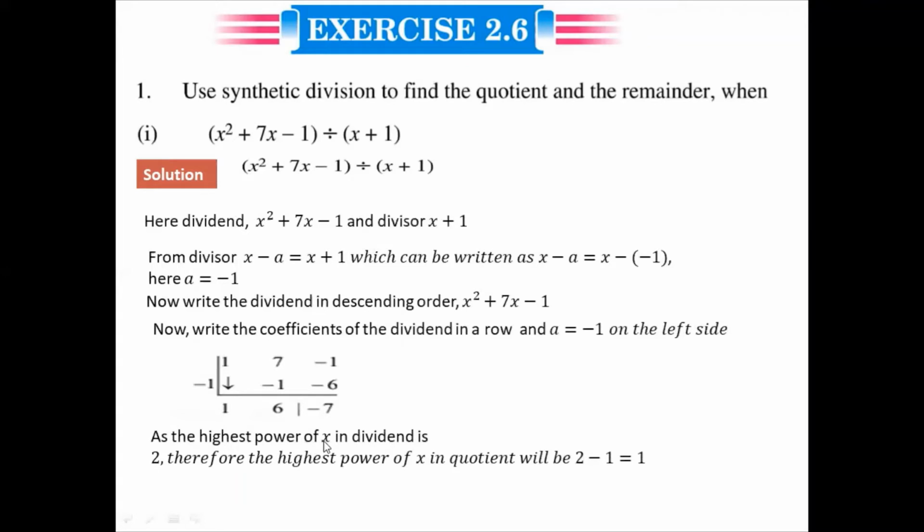As the highest power of x in the dividend is 2, therefore the highest power of x in the quotient will be 2 minus 1, that will be 1. So the highest power in the quotient will start from x to the power 1. So we can write the quotient as q of x equal to x plus 6, and the remainder will be equal to minus 7. So the quotient is x plus 6 and the remainder is minus 7.